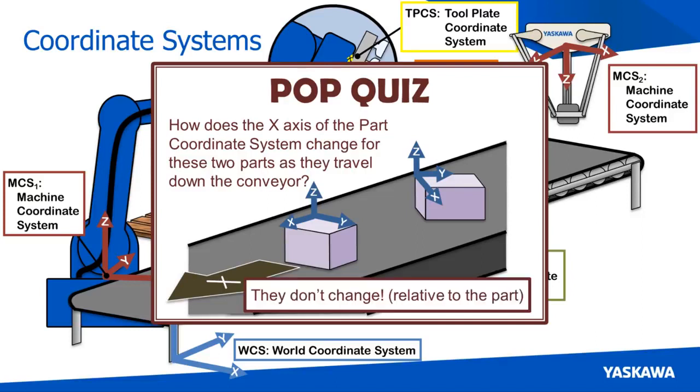Well, the answer is they don't change. The part coordinate system is tied to the part. So even if it's moving down the conveyor, its part coordinate system axes relative to the part are always going to be the same. And that allows us to do a move like to 0, 0, 0 and actually track that part as it moves down the conveyor. The 0, 0, 0 of the part is going to always be on the part.